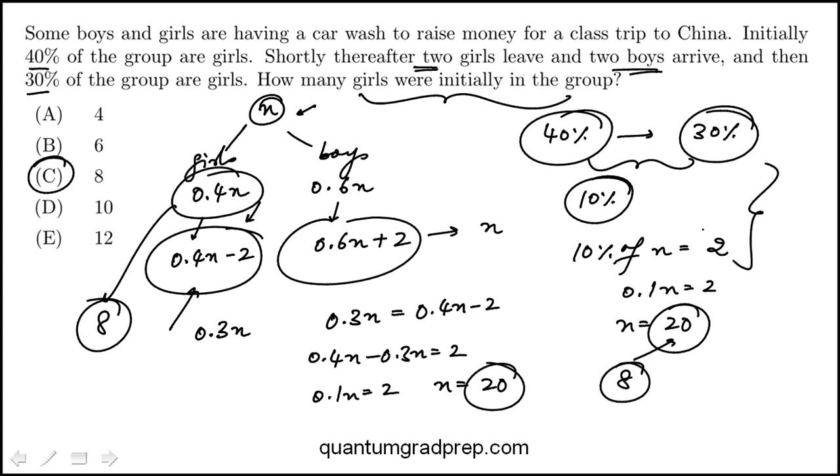This, of course, we can only do when the total number of boys and girls remains the same. If they had said that 3 girls left and 2 boys arrived, then we couldn't do this. But in this case, we can. So to summarize, the answer is C.